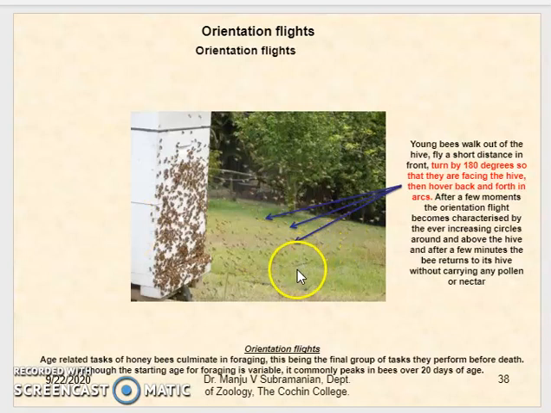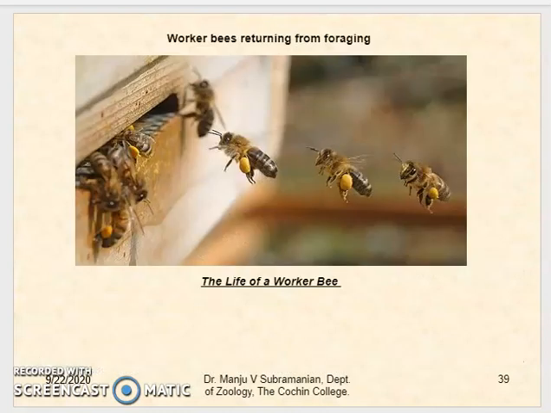Okay. Then they exhibit orientation flights. The young bees walk out of the hive, fly a short distance to the front, turn by 180 degrees so that they are facing the hive, then hover back and forth in an arc. So these are some types of flight orientations shown by these worker bees.